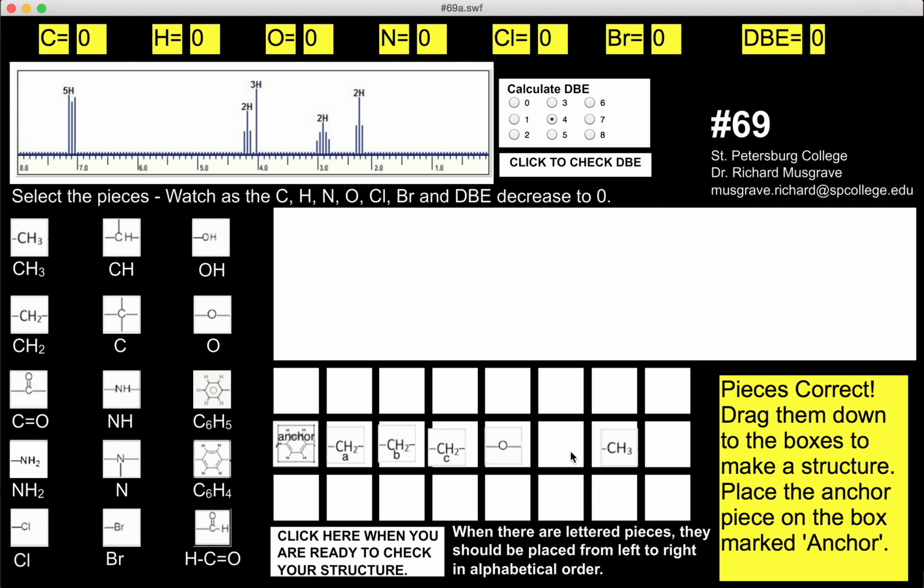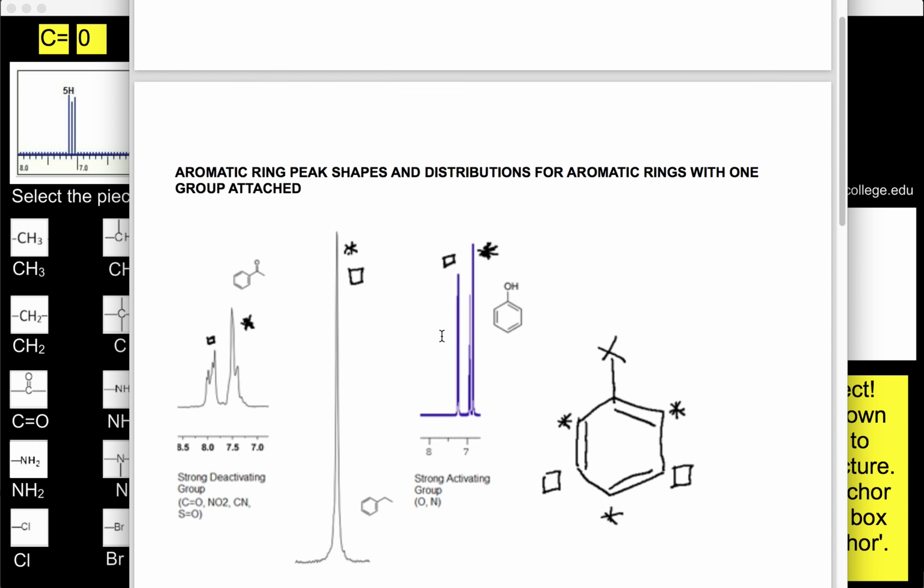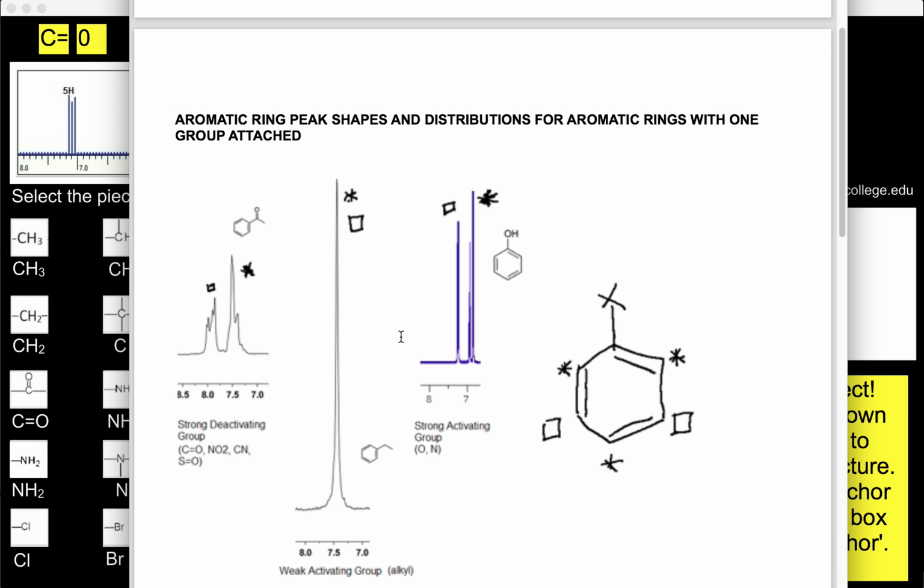We can get another clue here as to the placement of the oxygen by looking at the splitting we see in the aromatic region. If you have an alkyl group attached to an aromatic ring, that generally results in a single peak unsplit in the aromatic region. Whereas if we have an oxygen directly connected to the aromatic ring, it tends to split the ring into 2 peaks, and it'll be centered at around 7 ppm.